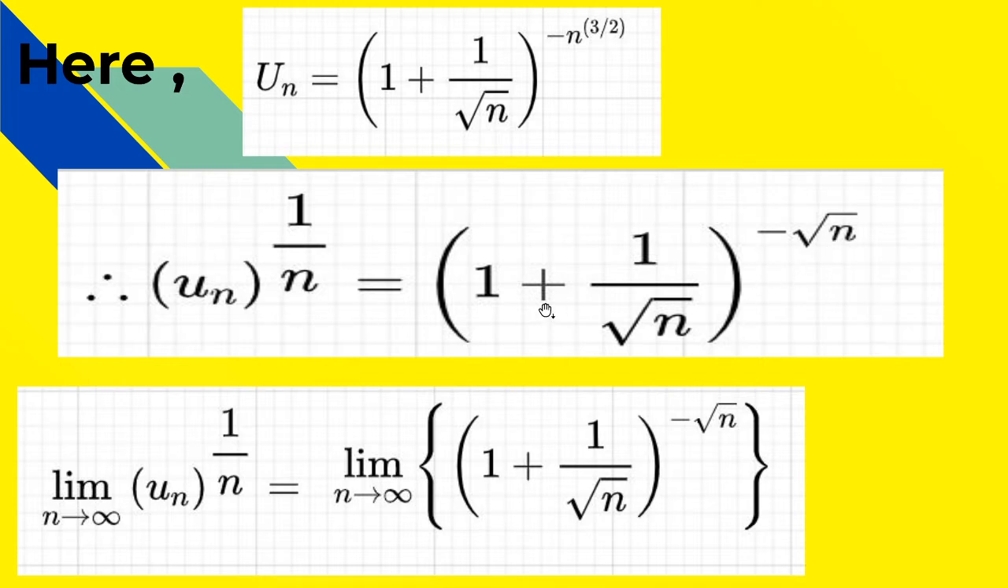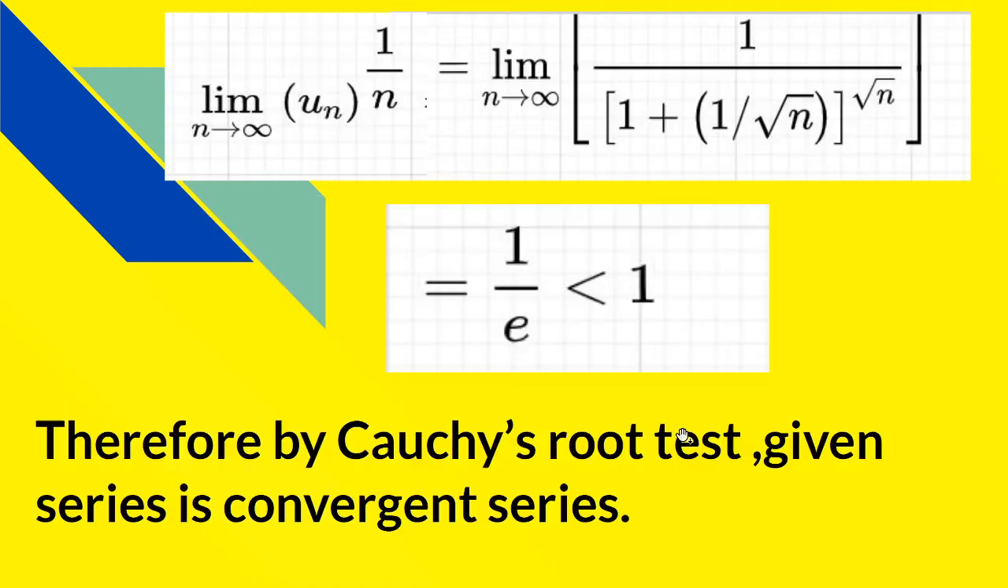Now we will take limit on both sides as n tends to infinity, and therefore limit n tends to infinity un raised to 1 upon n is equal to limit n tends to infinity 1 plus 1 upon root n bracket raised to minus root n, and therefore limit n tends to infinity un raised to 1 upon n is equal to limit n tends to infinity 1 upon 1 plus 1 upon root n bracket raised to root n.